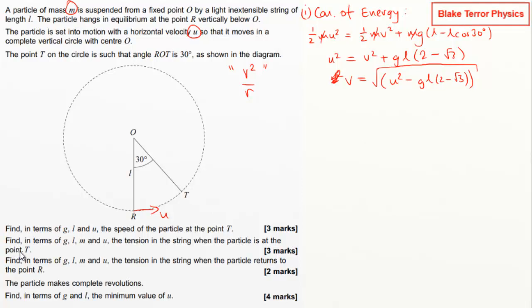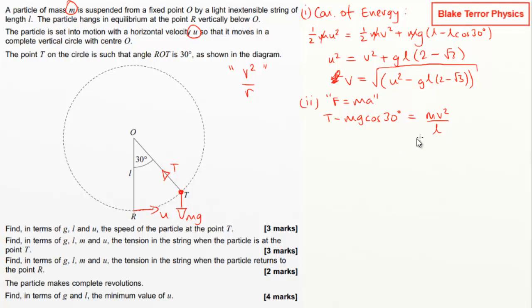Now we have to find the tension of the string when the particle is at point T. So this is where we're going to be stepping into circular motion. So we're going to want to do our F equals ma on this. So let's add our forces in. We've got mg going downwards, and we've got the tension in the string going towards the center of the circle. So if we're going to do Newton's second law on this, resolving towards the center of the circle, we're going to have that T minus mg cos 30 degrees is going to be equal to mv squared over L. Just changing the R to L.